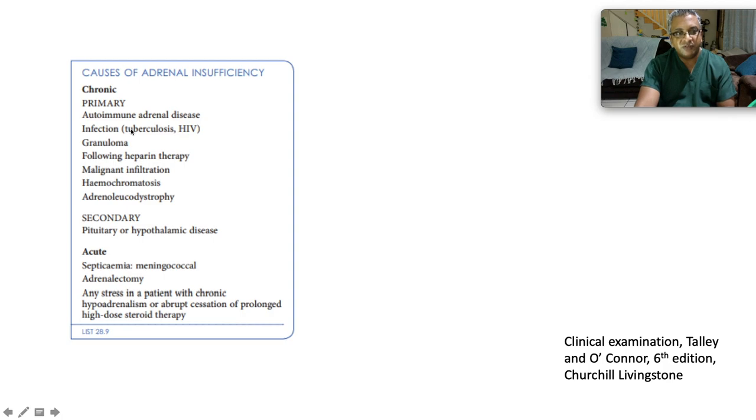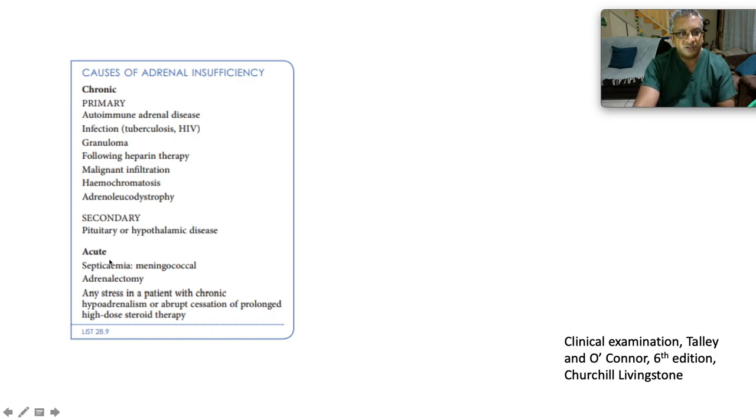But also infection in the way of TB and HIV, granulomatous conditions like sarcoidosis and TB, following heparin therapy, malignant infiltration, hemochromatosis, and adrenoleukodystrophy, right? And don't forget the infamous Waterhouse-Friderichsen syndrome, which happens in the setting of overwhelming meningococcal septicemia, which then causes infarction of your beloved adrenal gland. Secondary causes of chronic adrenal insufficiency have to do with pituitary or hypothalamic disease. The problem there is not with the adrenal itself, but upstream in the pituitary or the hypothalamus.